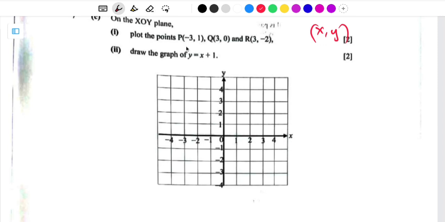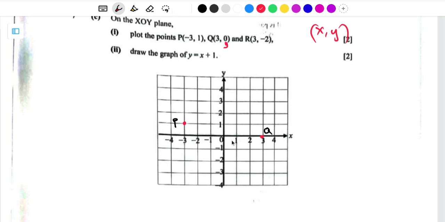So let's start with P. So P we have negative 3 comma 1. So negative 3 is here and positive 1 is here. So they are going to meet at this point. So this is going to be my P. For Q, 3, 0. So 3, 0, you know to say that y is 0 in the x-axis. So the point is going to be somewhere here, because this is positive 3. So meaning to say this is going to be my Q.